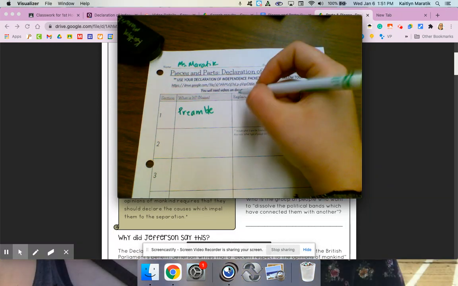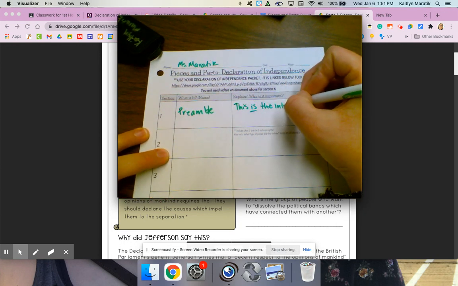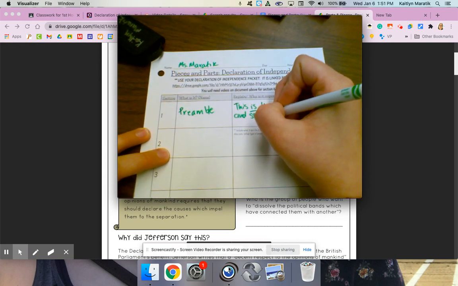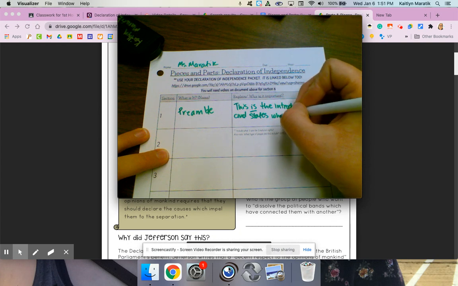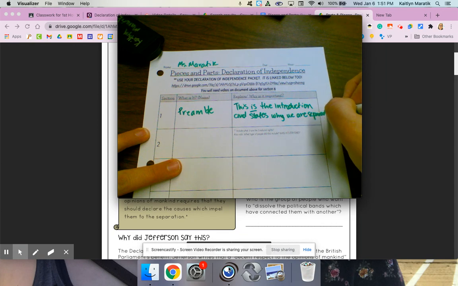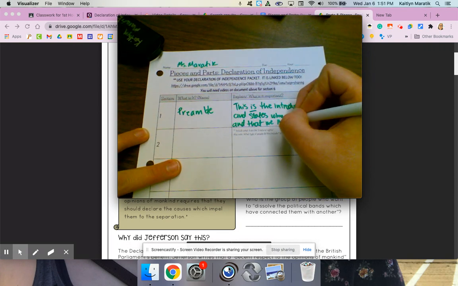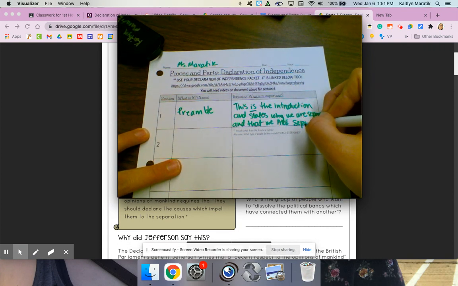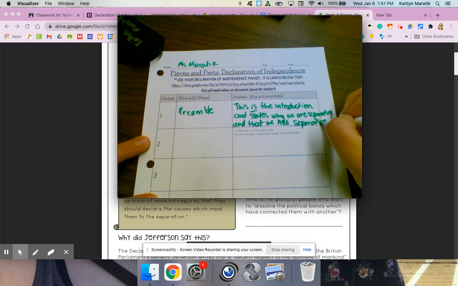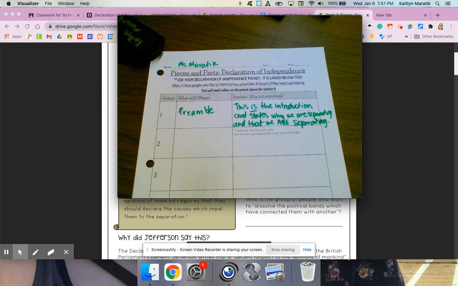The preamble is the introduction, and it states why we are separating and that we are separating. So it's not just why we're separating, but the fact that it's a done deal. There is no going back.